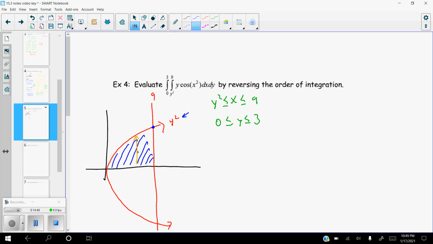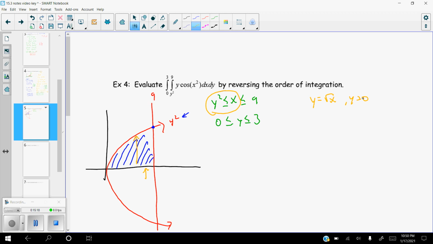So what is y going to vary from? Well, we have to solve this part right here for y. That means y would be the square root of x. So y equals the square root of x is going to be the upper bound for y, and then the bottom bound for y is just the x-axis, which is y equals 0. So we're going to have y equals 0 and y equals the square root of x.